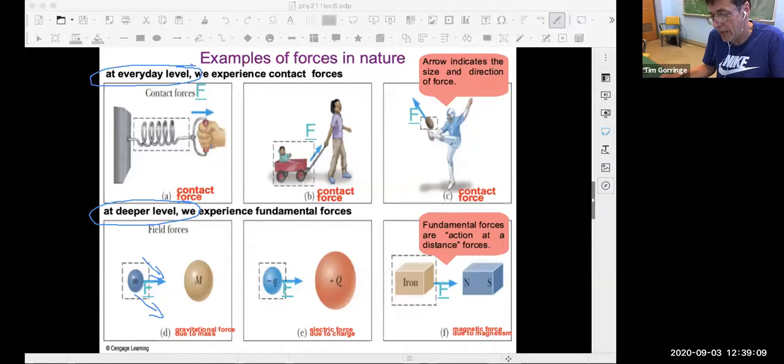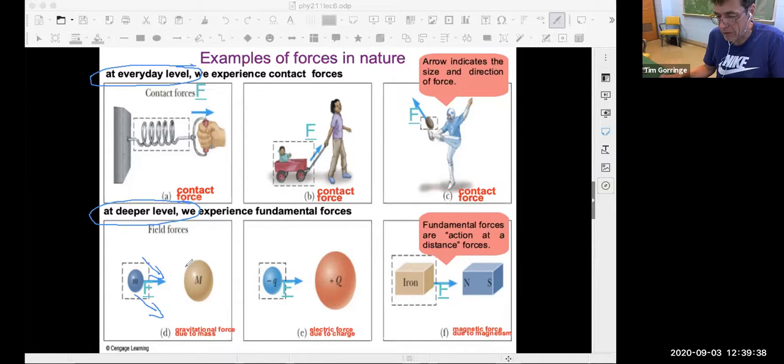And then here I'm playing football and I'm kicking the football. When I kick the football, I exert a force on the football. That's a contact force too. And so in our everyday lives, as we push and pull things, as we sit down, as we walk around, we're experiencing contact forces. And these are our everyday forces.